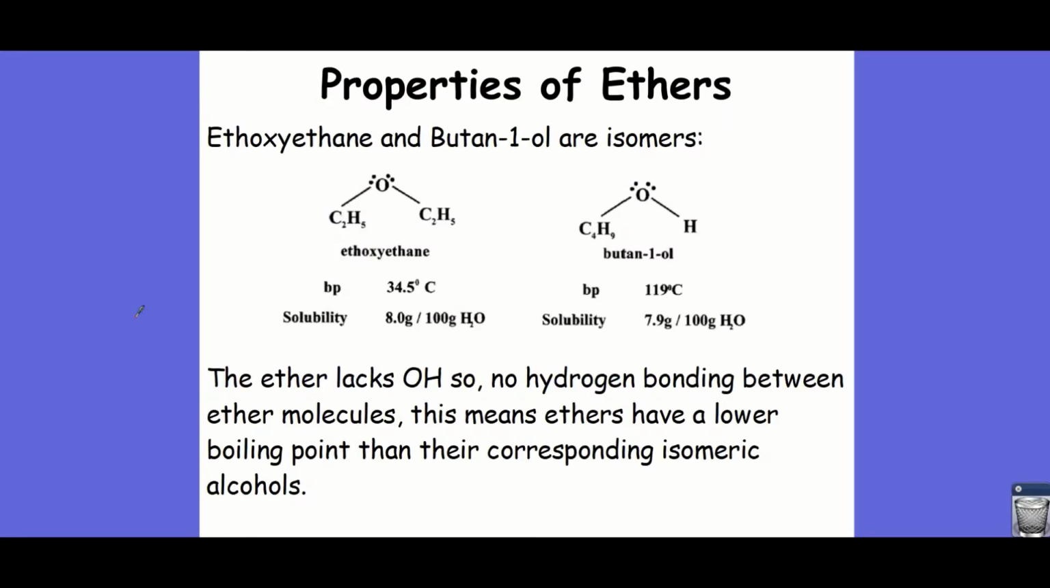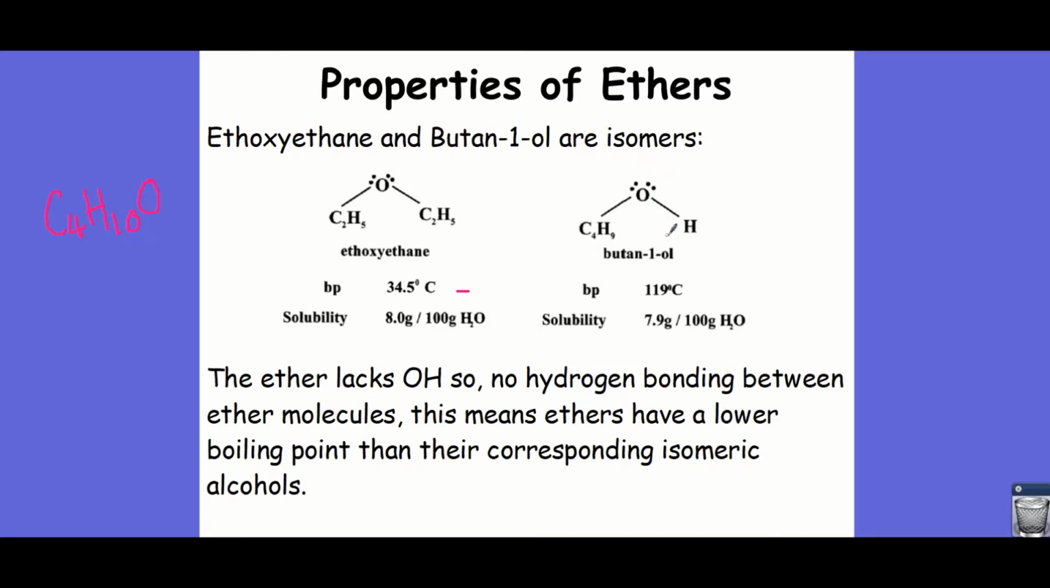So I mentioned earlier about the properties of alcohols and how we were going to compare them to the properties of ethers. And I want to just take a minute to do that now. So I have 2 isomers here. We have ethoxyethane and butan-1-ol. They both have the formula C4H10O. But if we have a look, the boiling point of butan-1-ol is much higher than the boiling point of its isomer, the ether.